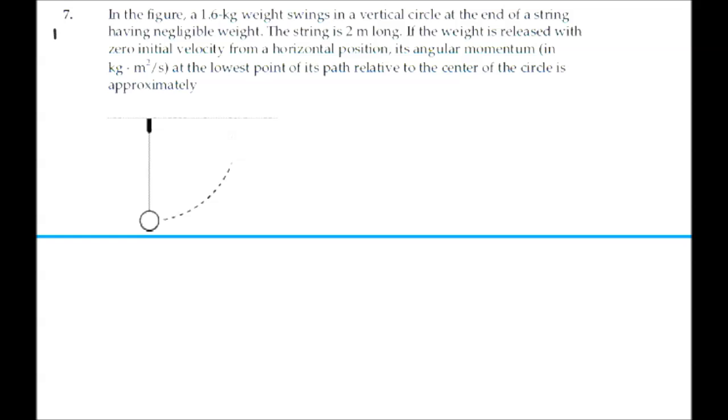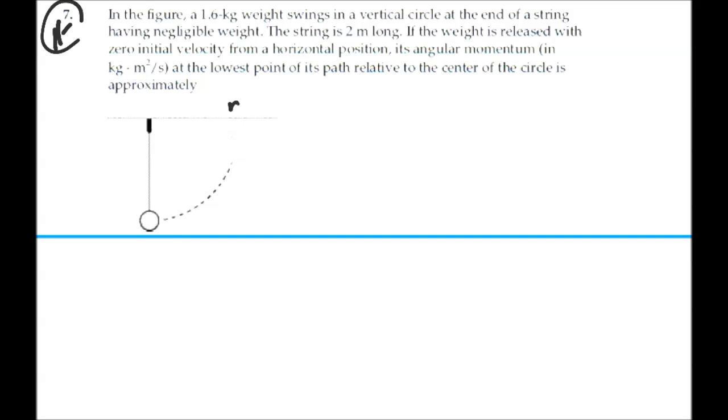Here's problem 11.7. In the figure, a 1.6 kilogram weight swings in a vertical circle at the end of a string having negligible weight. The string is 2 meters long. If the weight is released with zero initial velocity from a horizontal position, its angular momentum in kilogram meters squared per second at the lowest point of the path relative to the center of the circle is approximately.